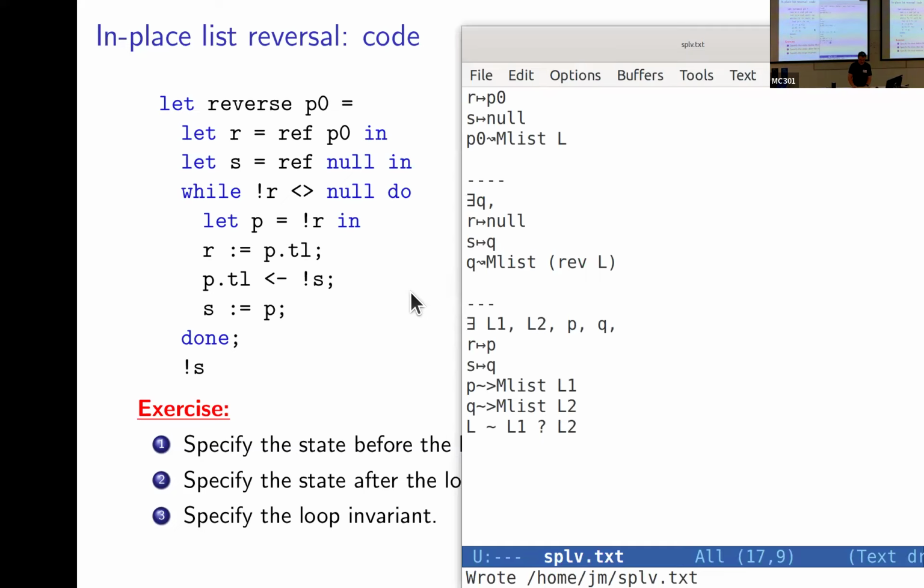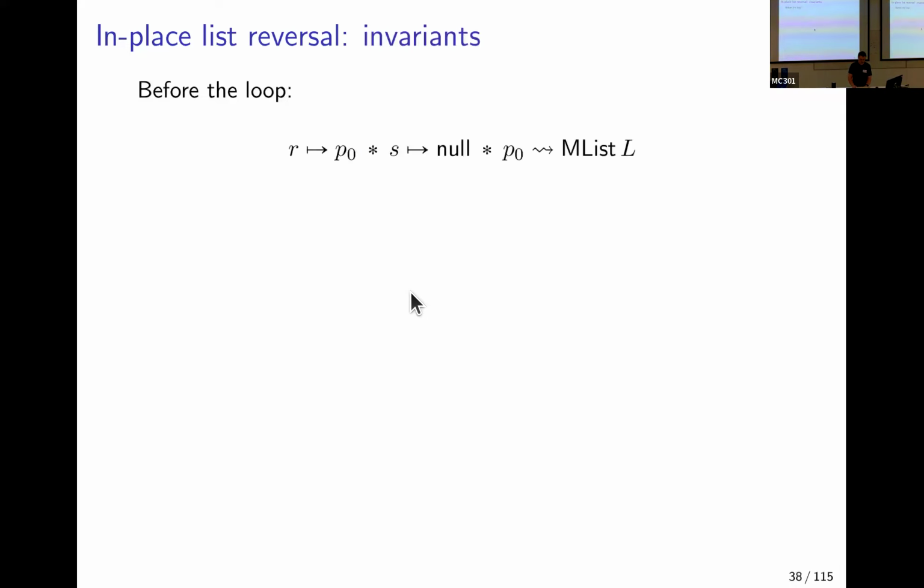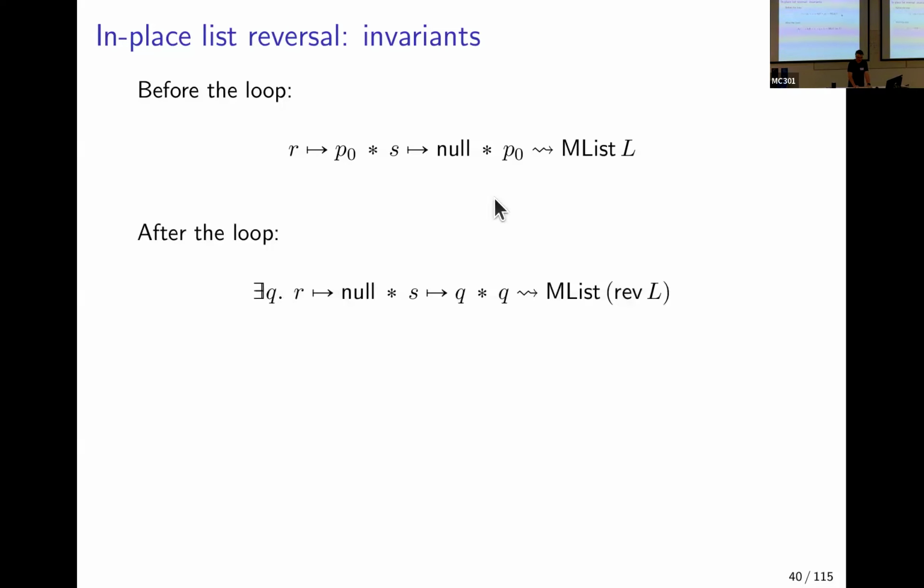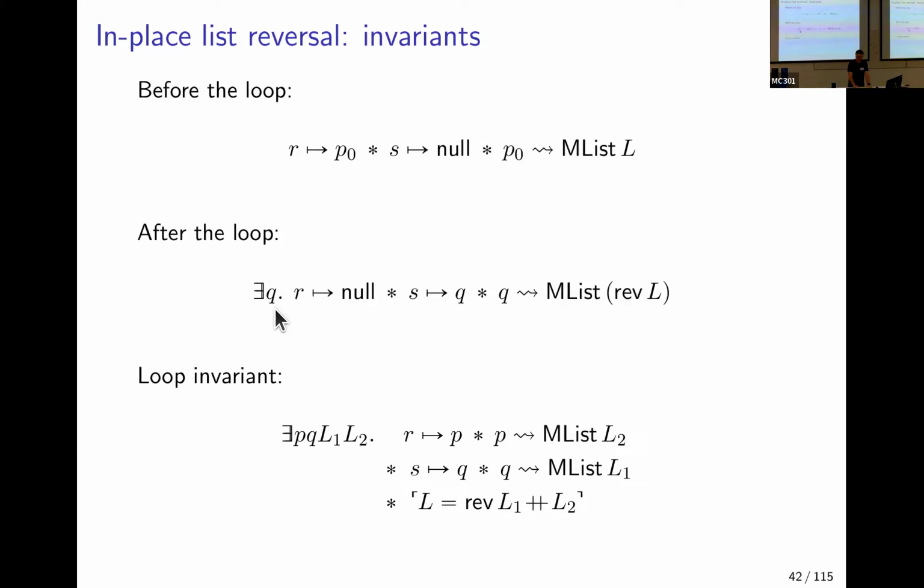Because I'm not trusting myself to do that correctly, this is the correction. Before the loop we have this. After the loop we have the following. We don't know the value Q. And the loop invariant will look like this. And the relation between L1, L2 and L was this thing.